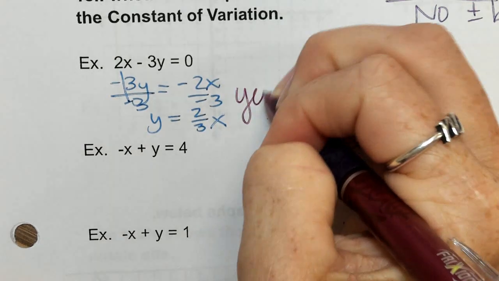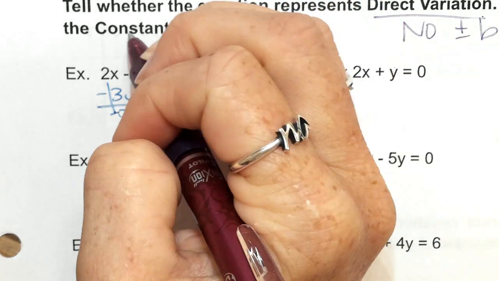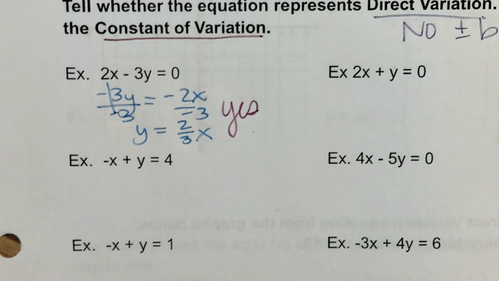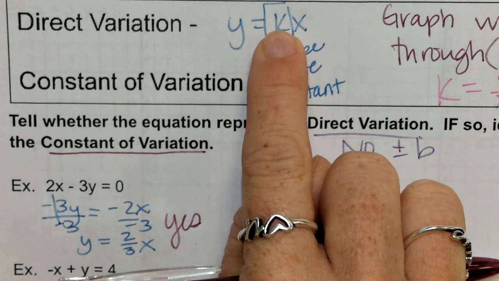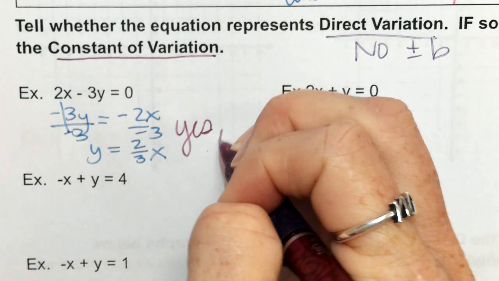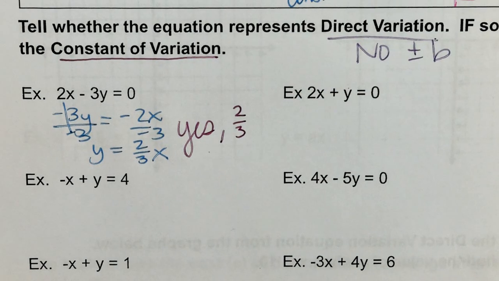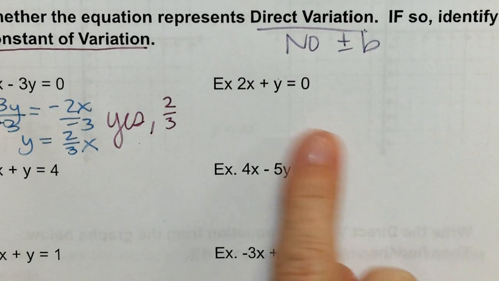And then I said if you write yes, you have to identify the constant of variation. Well, look right here. What is the constant of variation? The slope. So what's the slope? 2/3. It's that simple. Now, if you have an equation like on our homework last night and it says y equals 2/3 x plus 5, your answer would be no. The slope is 2/3, but the constant of variation is not. The constant of variation doesn't exist. It's not proportional.